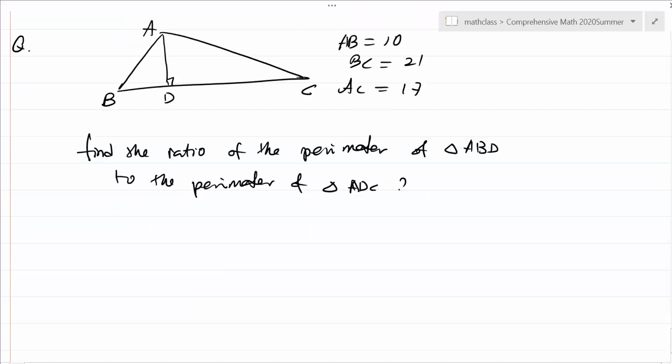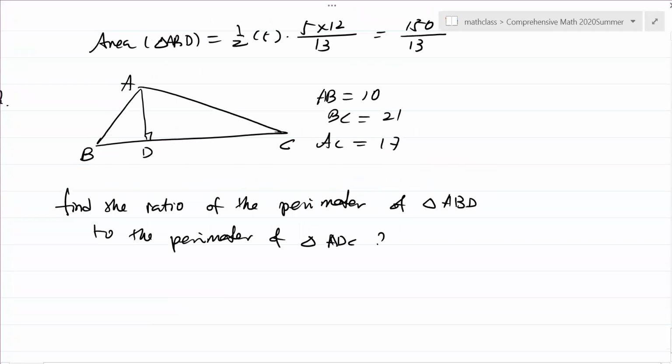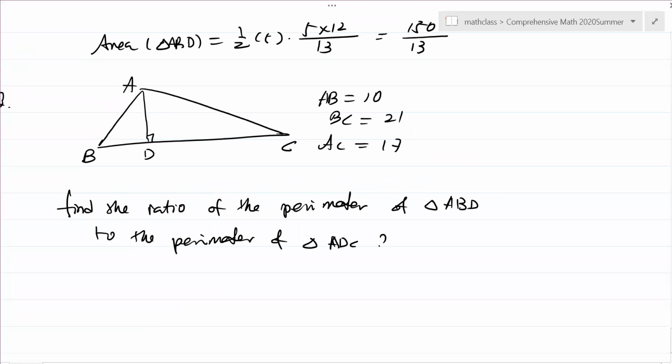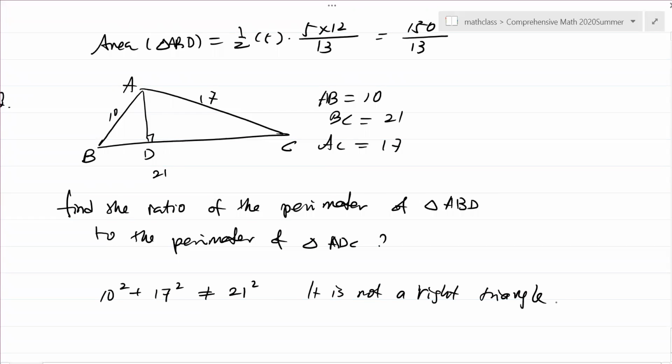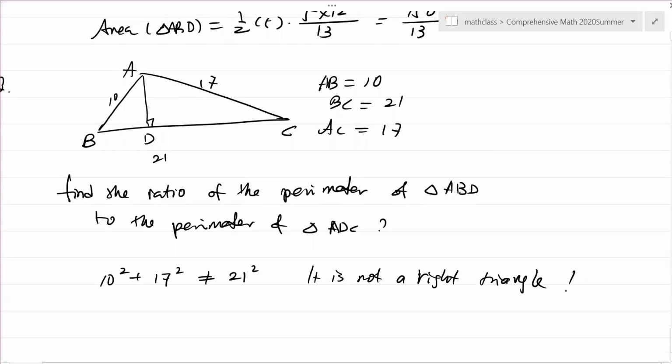All right, so let's do this problem. First of all, you have to check whether this is a right triangle, then it will be much easier. But you find out 10 squared plus 17 squared is not going to be 21 squared. So it is not a right triangle. So I'm not able to use the right triangle.